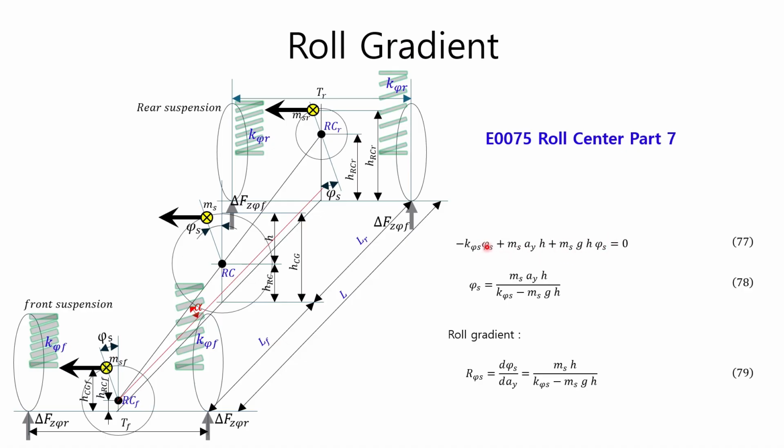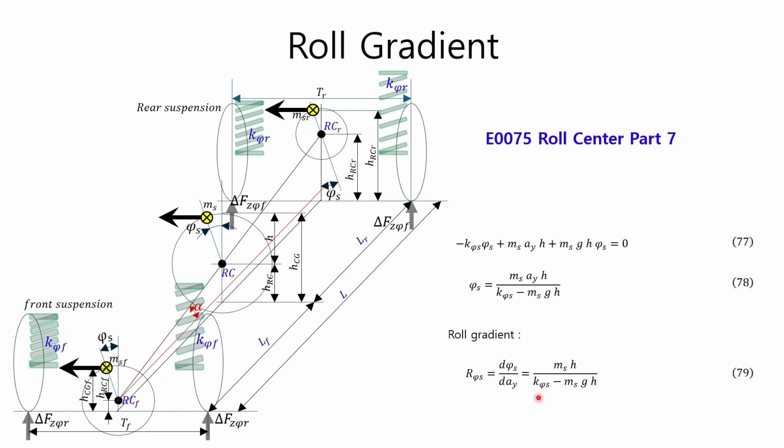Remember that the k phi s in the denominator of the right-hand side of equation 78 is the roll stiffness for the entire vehicle. The expression for the roll angle phi s obtained from equation 78 is used to calculate the load transfer caused by the sprung mass for the front and rear wheels. By definition, the roll angle gradient is the derivative of the roll angle with respect to the lateral acceleration, as shown in the second term of equation 79. So differentiating equation 78 with respect to the lateral acceleration ay gives the roll gradient r phi s, as shown in the last term of equation 79.